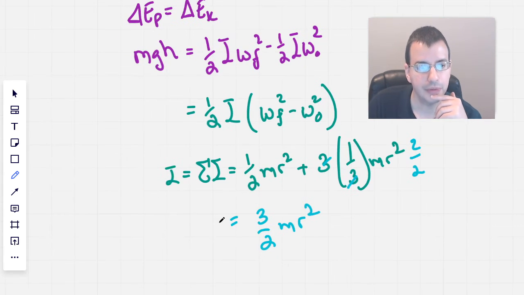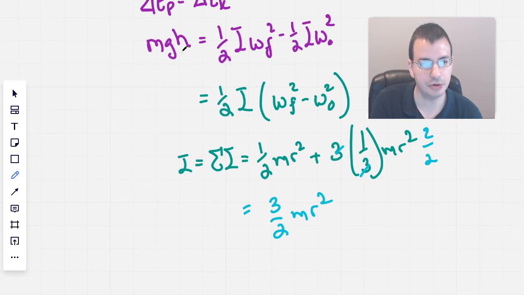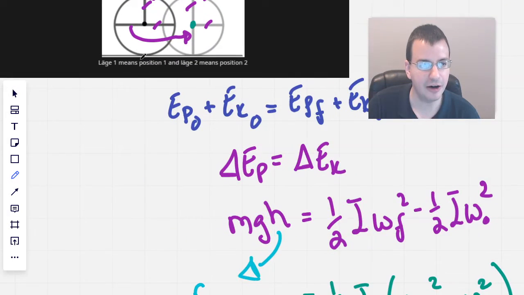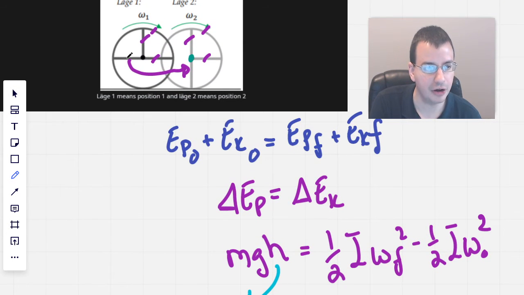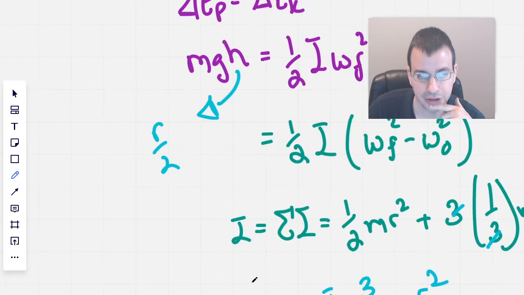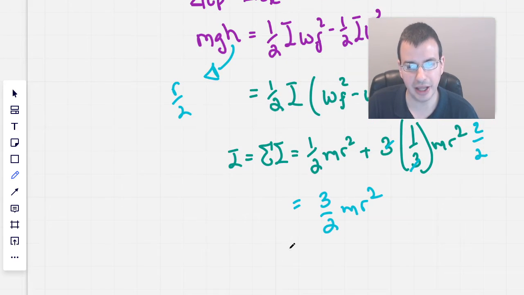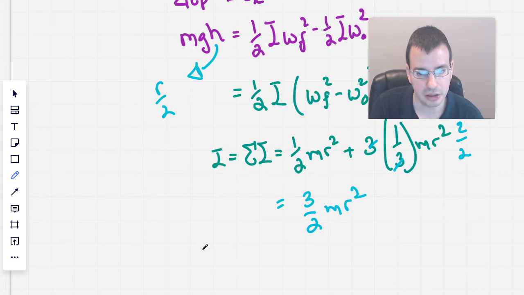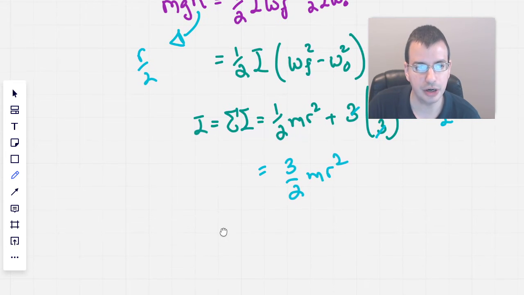Okay? So now I'm going to plug this in. I'm also going to replace this h here with r over 2. The reason I do that is I'm looking at how far this bar fell. So if I look at center of mass, it's about there, at horizontal. And the center of mass then will be half of the radius of the circle at that point. So that's going to be r over 2.